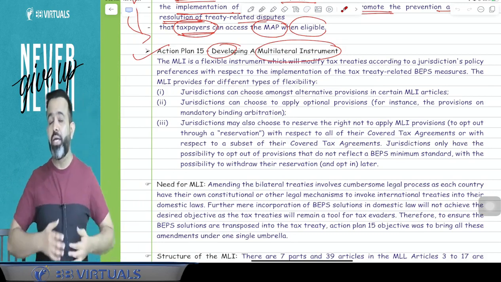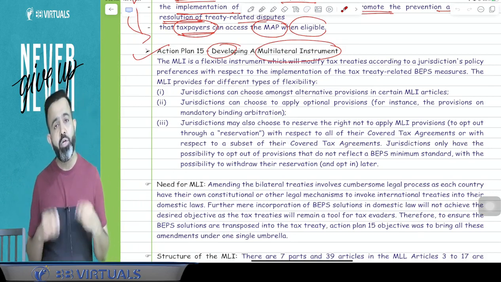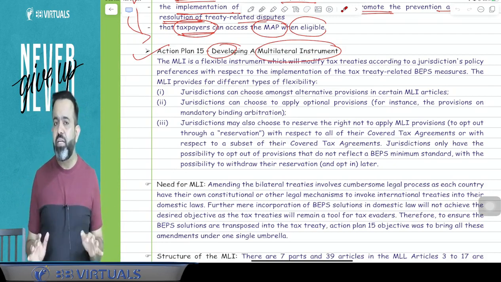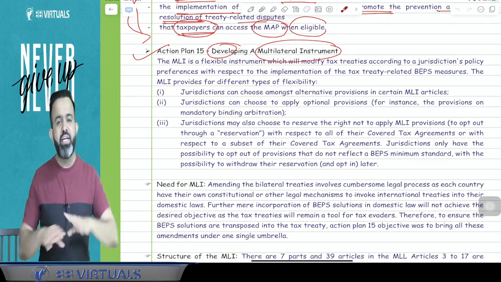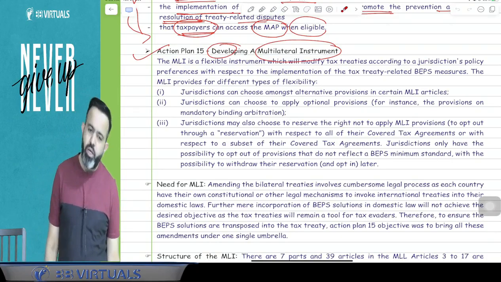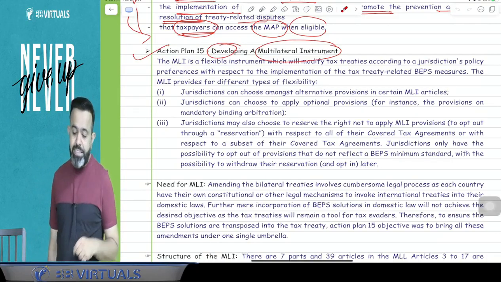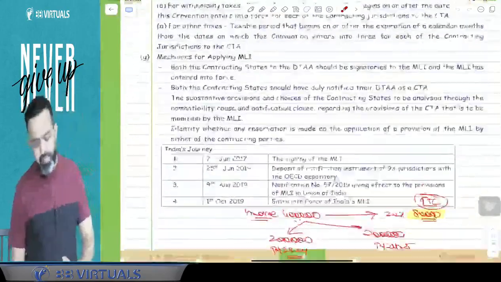Okay, this plan you have to follow, like documentation and country by country reporting. There are some minimum standards that you have to follow. And after that, guys, all your agreements will be changed. That is called your multilateral instrument, developing a multilateral instrument.